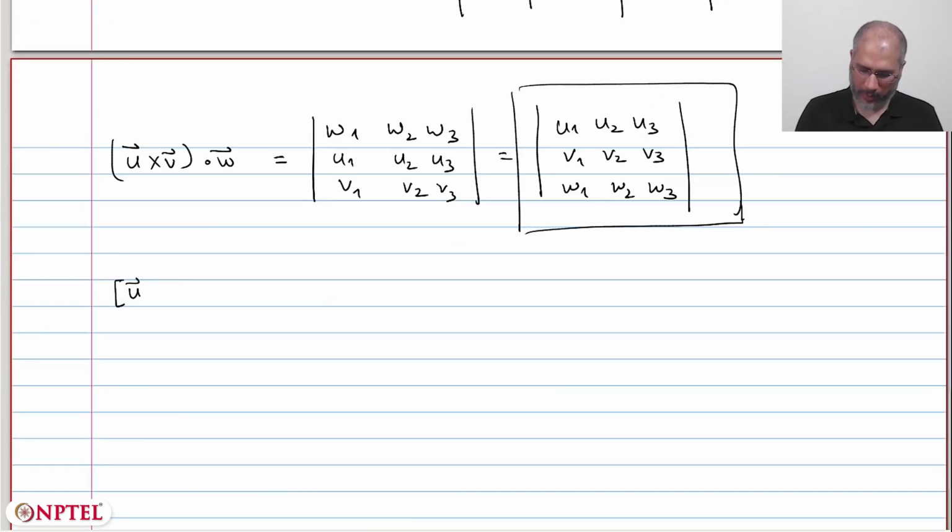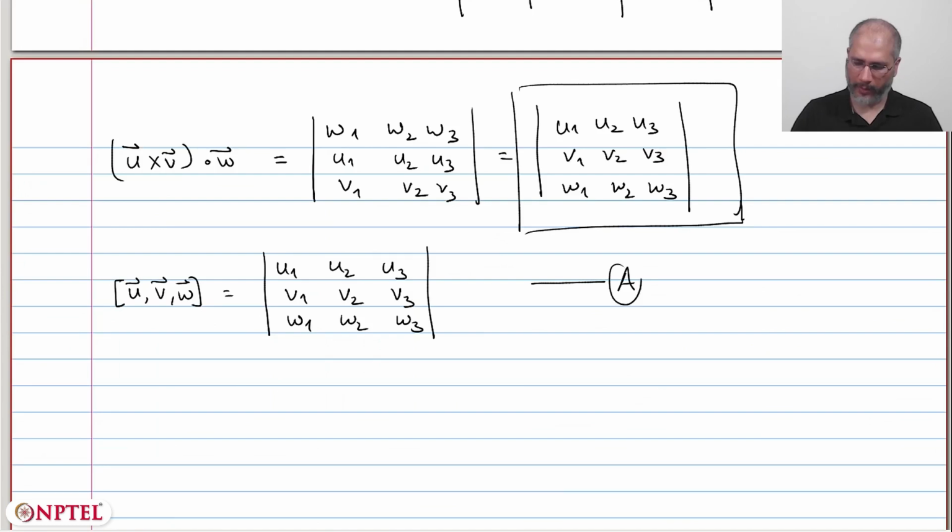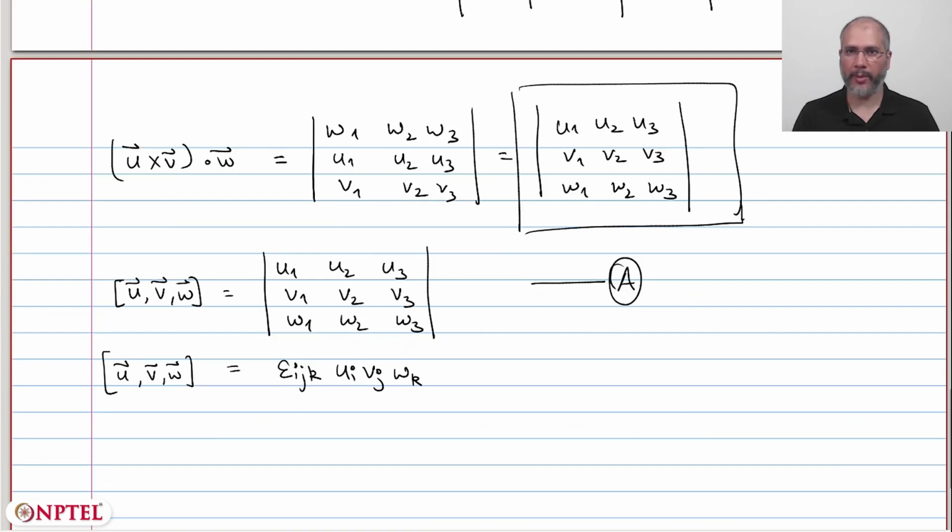So the scalar triple product of u, v and w is written as, let us call this A. Now we had also shown in the previous week's lectures that the box product in the initial notation is given as epsilon ijk ui vj wk. You don't need to remember this, it can be shown very quickly, but for now I'll take it as known.